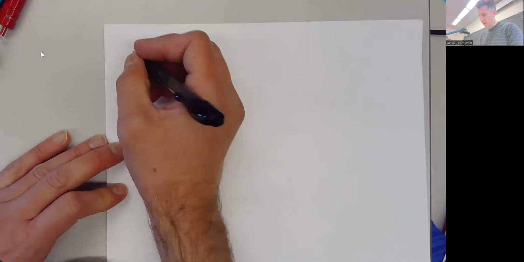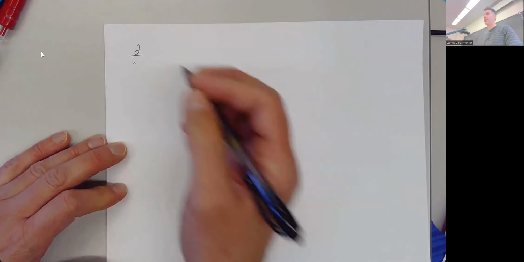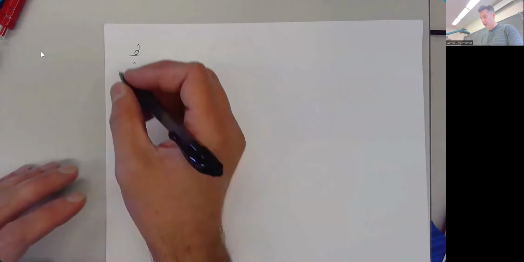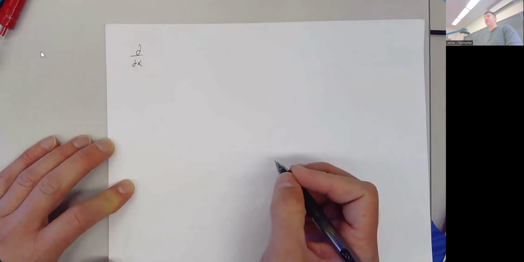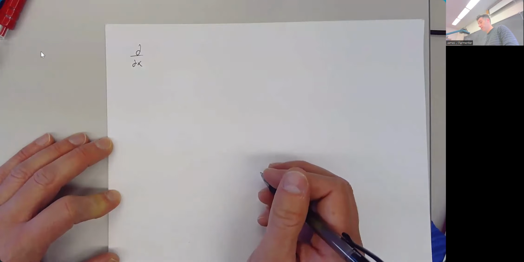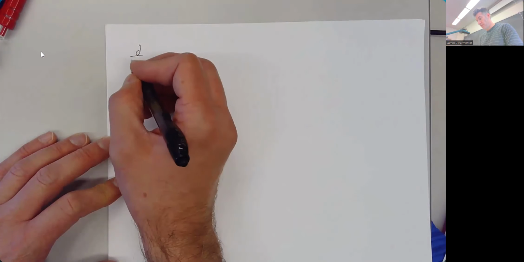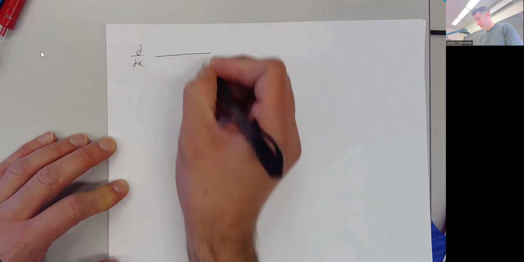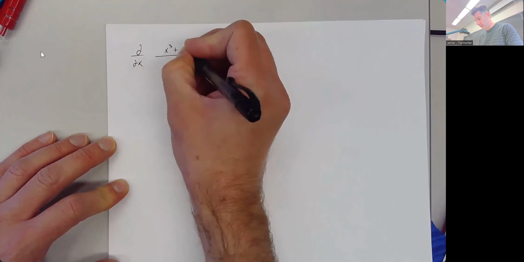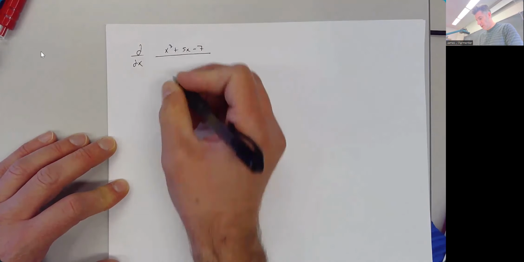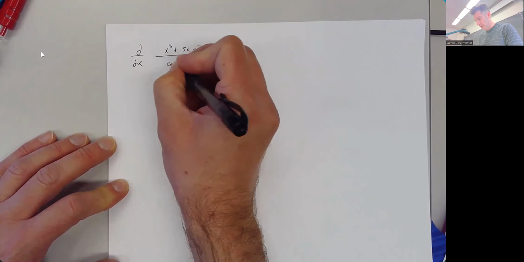So let's say I want to find the derivative of. Also, I should point out there's lots of notation for finding the derivative, right? I am very much a fan of writing the derivative like this because it's the least amount of writing. So I'm saying find the derivative with respect to x of the function x cubed plus 5x minus 7 over cosine of x plus 8.